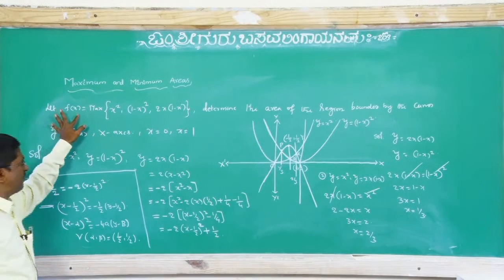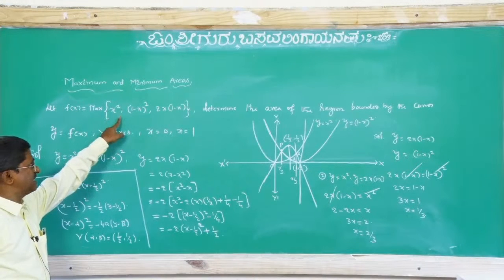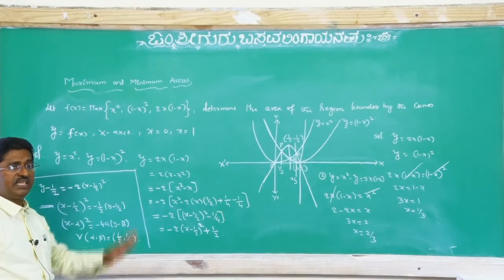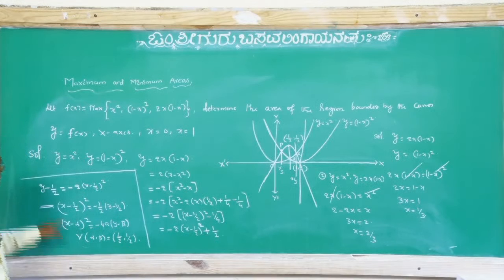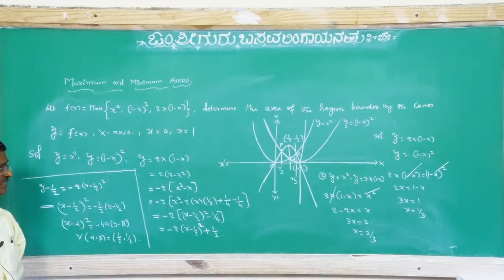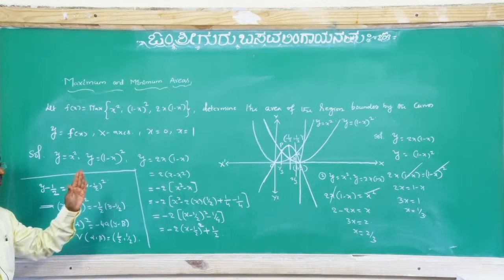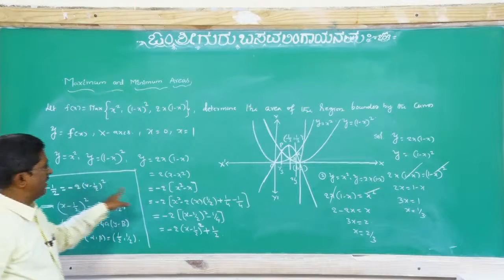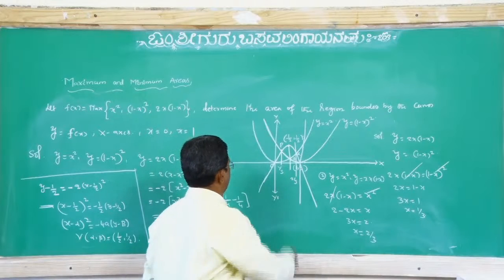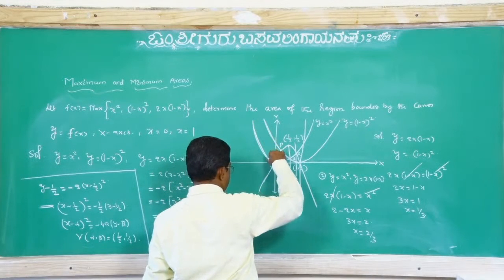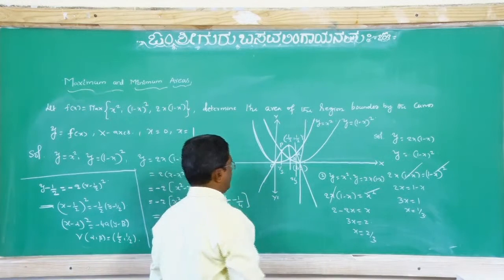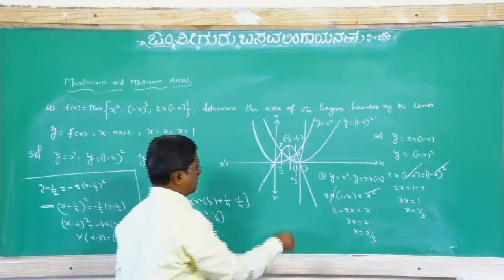See, first of all, f of x is equal to maximum of x square comma (1 minus x) whole square comma 2x into (1 minus x). Three functions are given. Listen now. y is equal to x square, y is equal to (1 minus x) whole square, y is equal to 2x into (1 minus x). First of all, the location of the graph is essential. The graph of y is equal to x square is this one, passing through the origin, a concave upward parabola. This graph is y is equal to x square. Next one, y equal to (1 minus x) whole square.